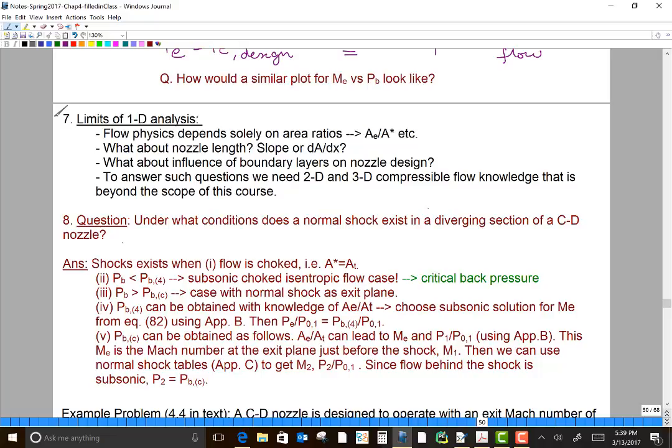Okay, so the question that is worth answering, and this is where we stopped last class, is under what conditions does a normal shock exist in a diverging section of a converging diverging nozzle? Well, we looked at in total 10 cases, cases 1, 2, 3, 4, and 5, and cases A, B, C, D, and E, right? And out of these 10 cases, there are only 3 cases when the normal shock exists in a diverging section of a nozzle, and those correspond to cases A, B, and C. And here are some facts that tell you what those 3 cases represent.